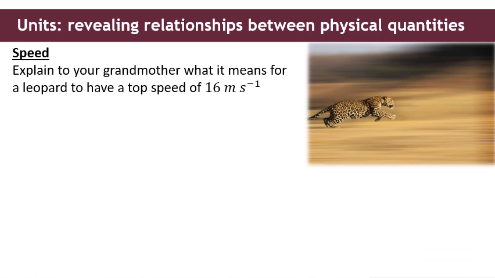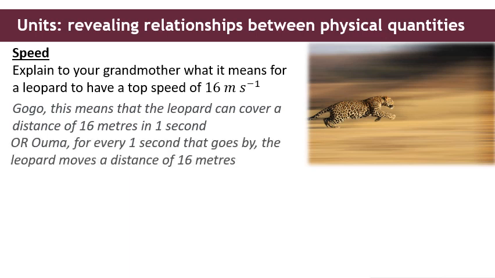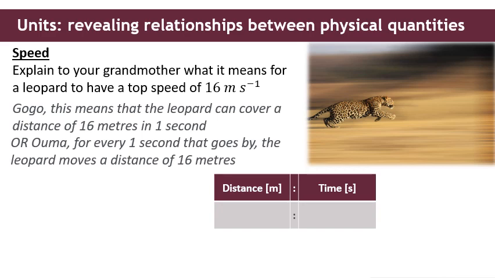So hopefully you said something like, Gogo, this means that the leopard can cover a distance of 16 meters in 1 second. Or, for every 1 second that goes by, that leopard moves a distance of 16 meters. Now I want to show you how you can represent this in what I call a ratio table. So speed is actually a ratio between distance and time. In this case, distance is measured in meters and time is measured in seconds. So we can insert that information by saying 16 meters is traveled in 1 second.